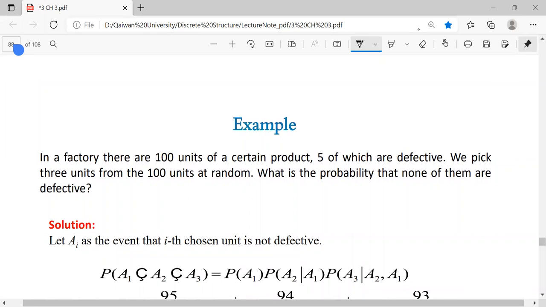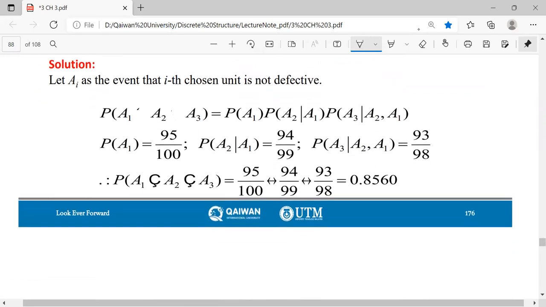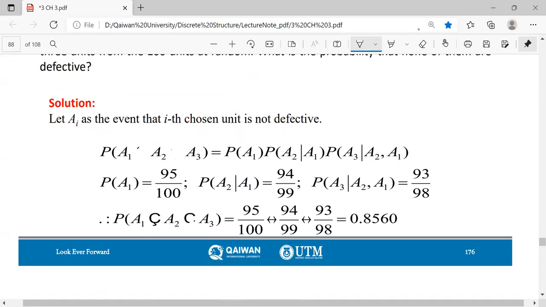We have an example with intersections. Here we have three events. These are intersections when it's converted to PDF. The intersection becomes this.